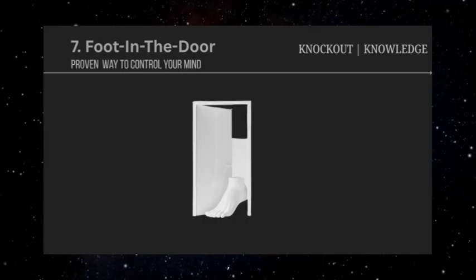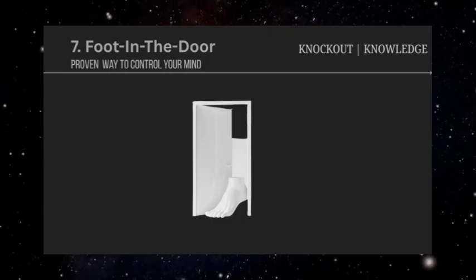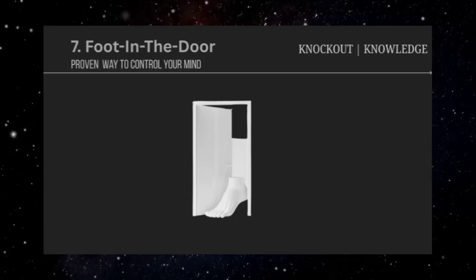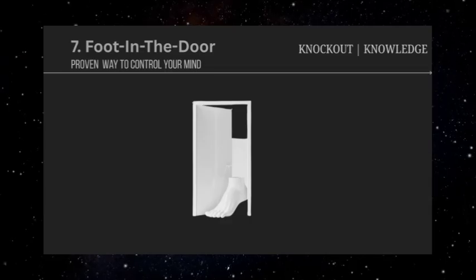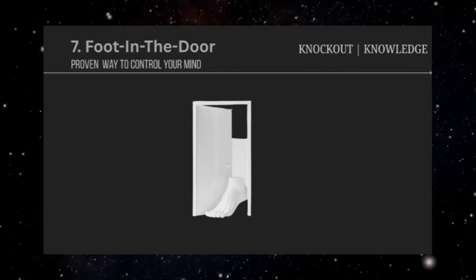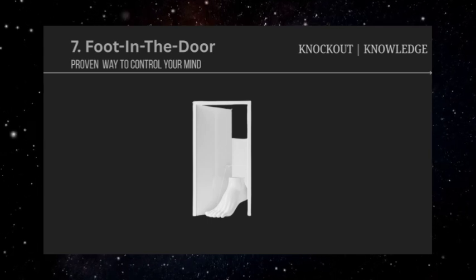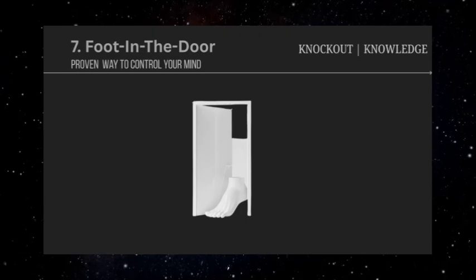In sales contexts, foot in the door might involve getting customers to agree to small commitments first. A gym membership salesperson might start by asking if you'd like to try a free workout, then suggest signing up for a free week, then offer a short-term trial membership, gradually building toward a long-term contract that includes additional services you didn't originally want.